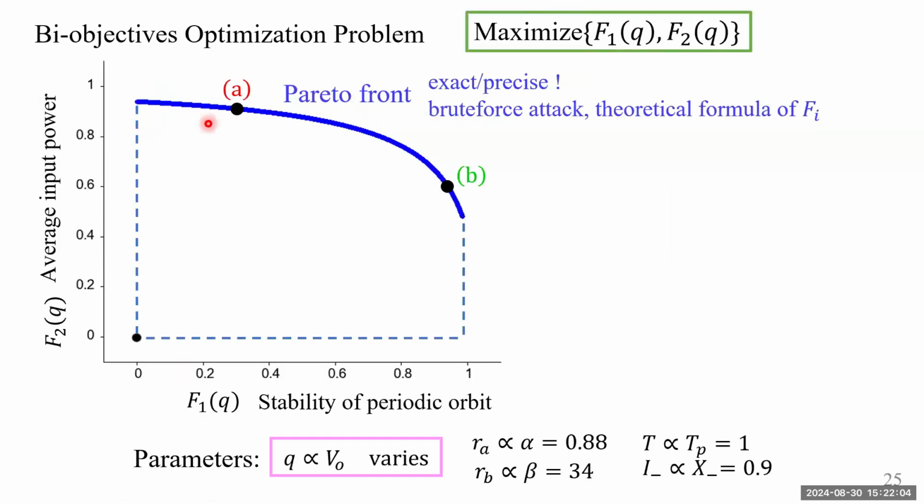This is the Pareto in the objective space. The first objective is here, the second objective here. And this blue curve is the Pareto, given based on the definition of the Pareto, the non-dominated points. This result is exact and precise. We obtain this result by applying a brute force attack to the theoretical formula of the objectives.